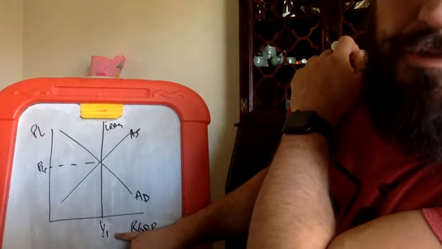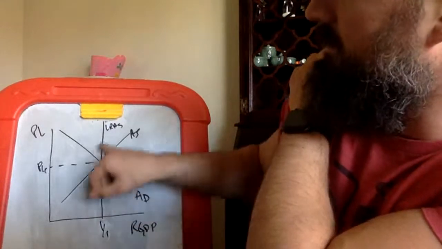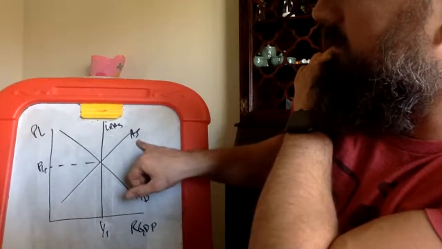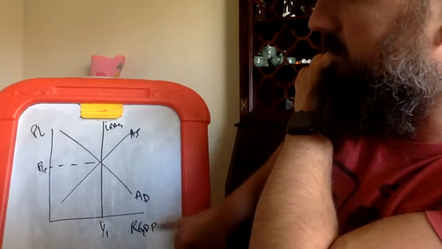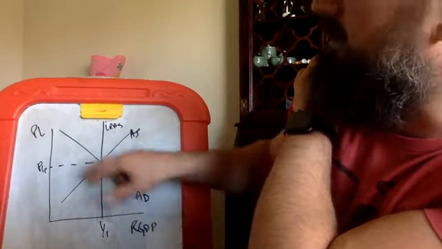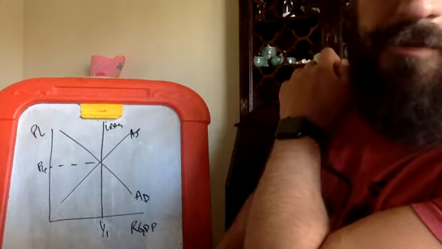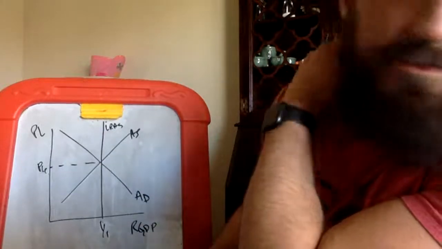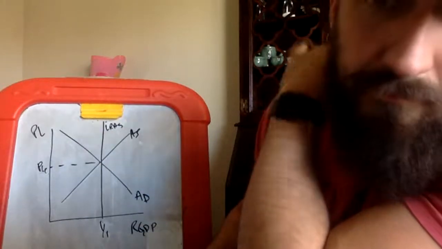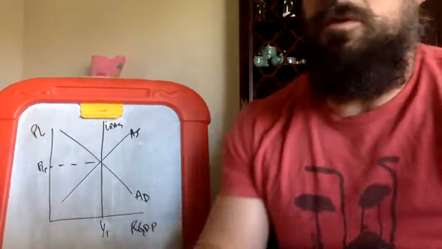This is our output point. We're at full employment. We have our long-run aggregate supply curve, our aggregate supply curve, our aggregate demand curve, our real GDP, our price level. Hopefully there are no questions there. That one's pretty simple. I think everybody should have gotten that one.